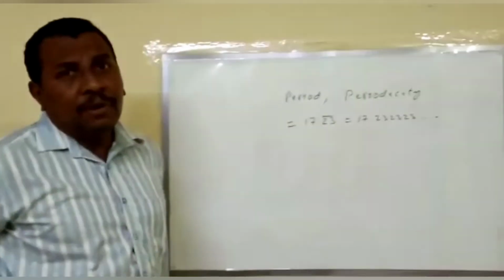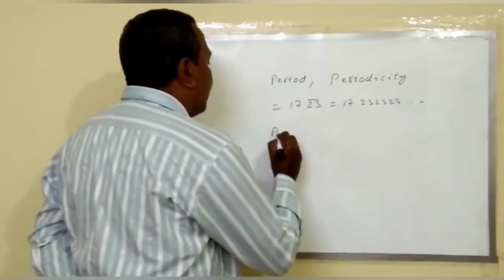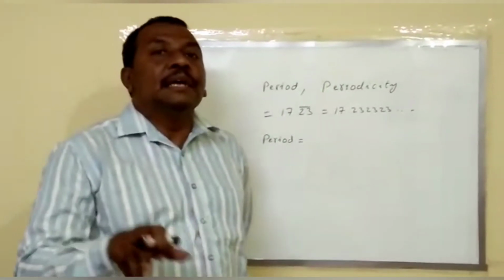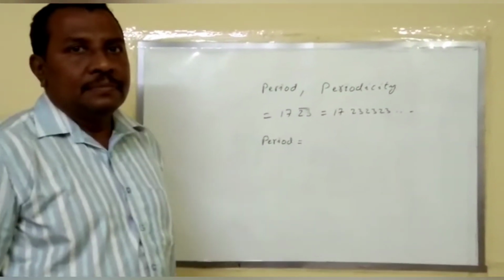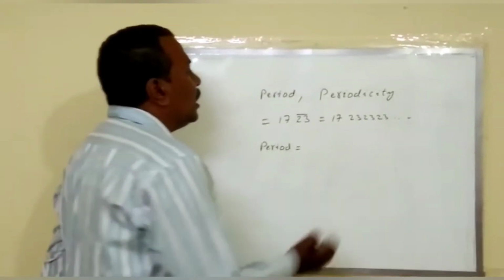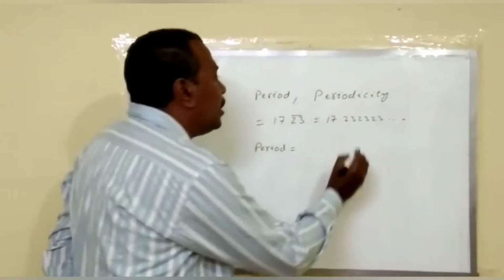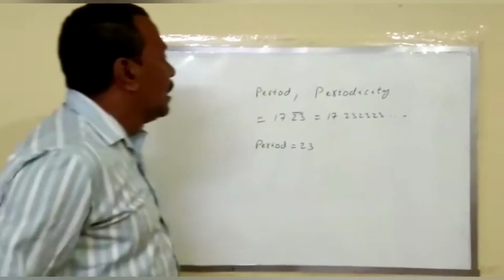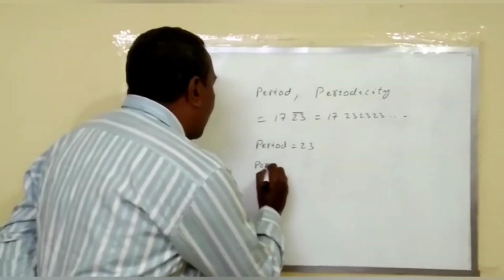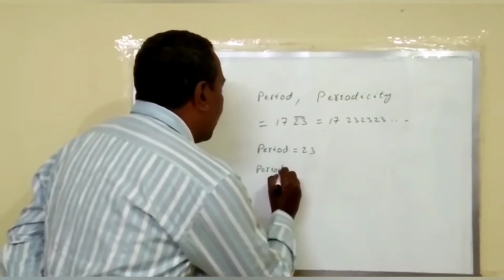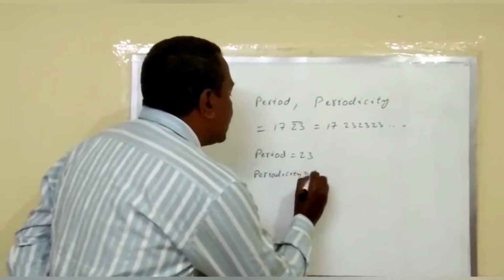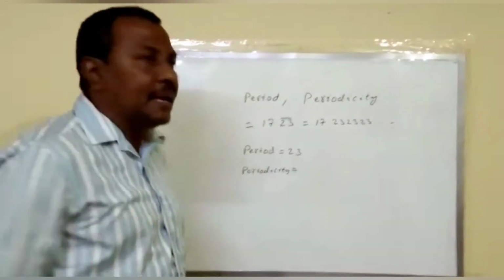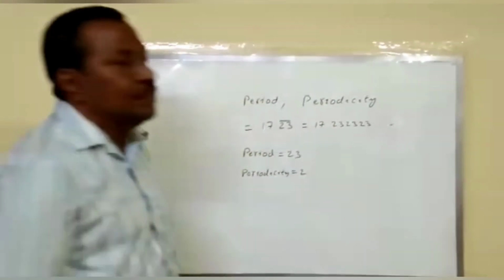This is the expanded form of 17.23 bar. Here, what is a period? What is a periodicity? Period means what are the digits that are repeating? Here 2 3 is repeating continuously after the decimal point. So the period is 23. Periodicity: how many digits are repeating? After the decimal point 2 digits are repeating. So the periodicity is 2.